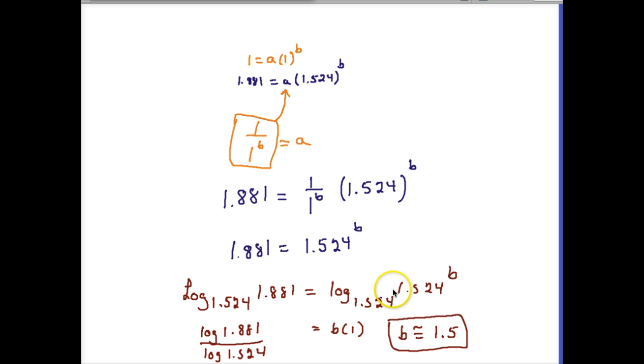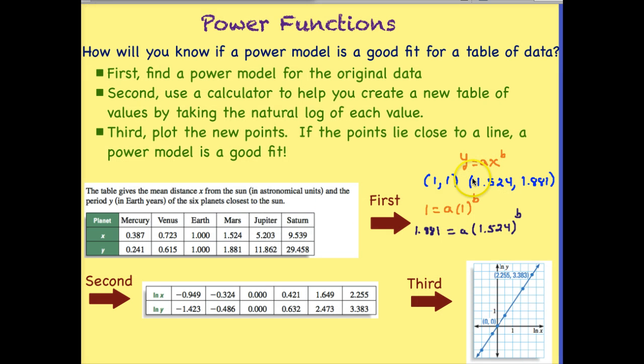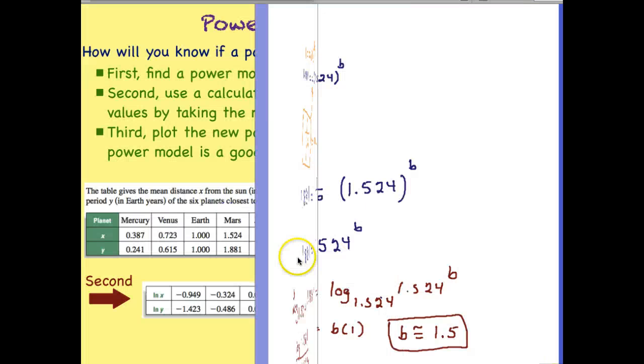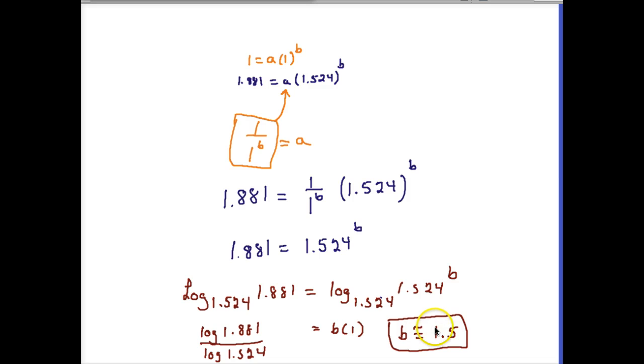So how do we use this now to get a? Remember, if we go back and look at our power function, it's written in this form, y equals a times x to the b. We know that b is going to be approximately 1.5, but we still need to find a. Well, remember, this is just like substitution, so we now know what b is. We can plug it into this equation here in order to find a.